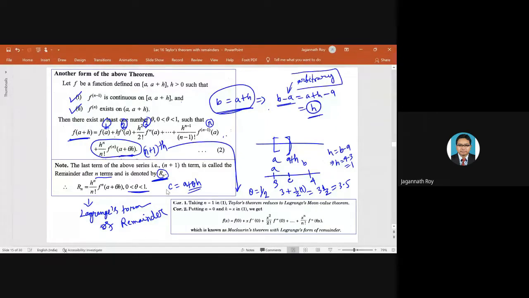Okay. Just now, some of you mentioned whether we always have to take A equals to 0. So if you always take A equals to 0, then the series is called the Maclaurin series with Lagrange's remainder. So this remainder term will be the same. The name of this remainder is the same. The only difference is the name of the series will be changed.